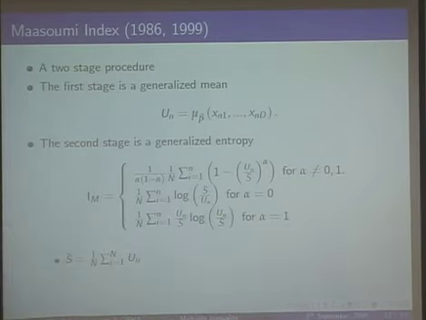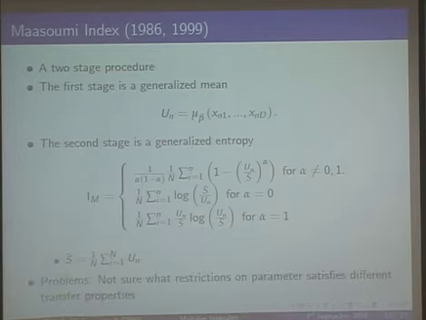The main problem is that it satisfies probably a lot of properties, but it is not sure what restrictions on parameters satisfy different transfer principles. In some parts it is sensitive to reducing inequality, and in other parts it is sensitive to increasing inequality. So it is not clear. It is not a well-behaved inequality index.